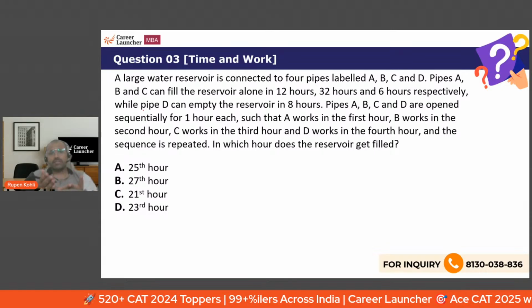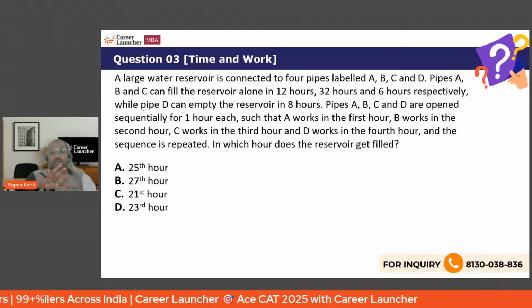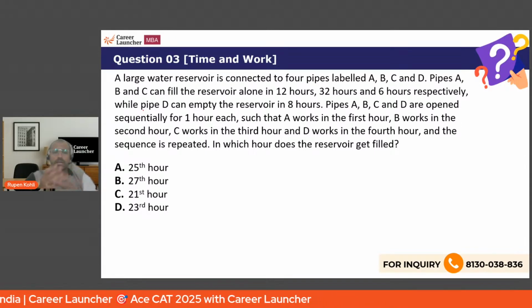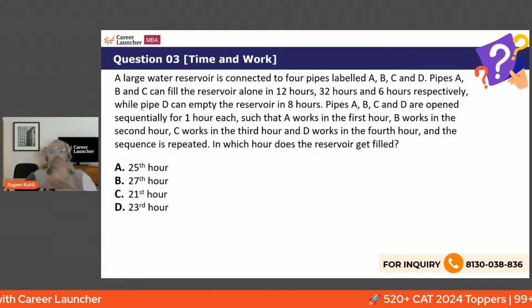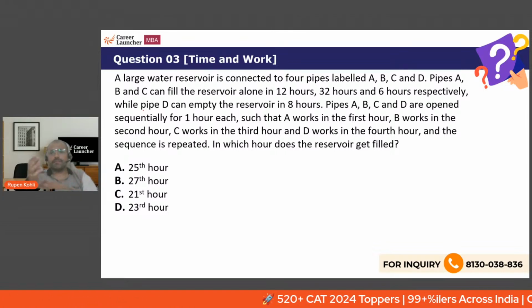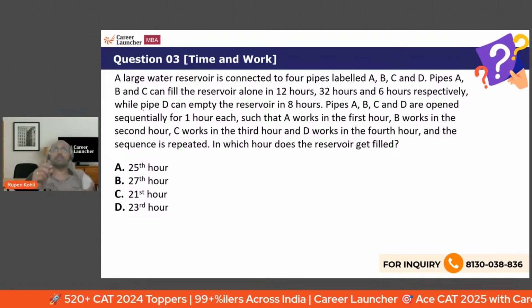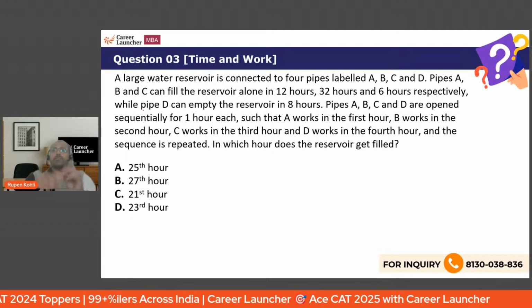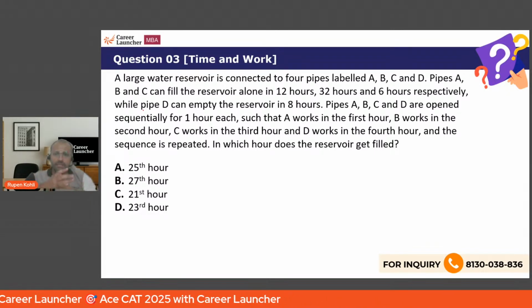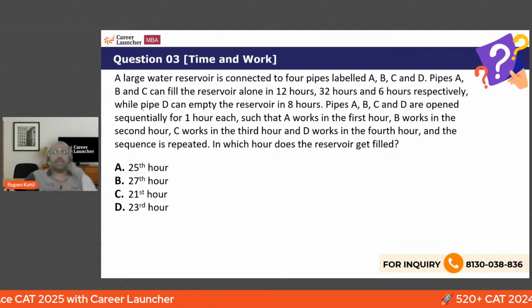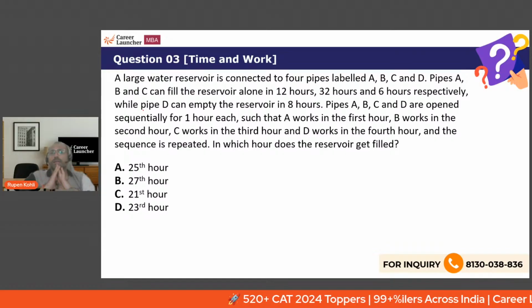Pipes A, B, C, D are opened sequentially for 1 hour each, such that A works in the first hour, B in the second, C in the third, and D in the fourth hour, and the sequence is repeated. A, B, C, D, A, B, C, D: first, second, third, fourth hour, fifth, sixth, seventh, eighth. So pipe A will work for the first hour, fifth hour, ninth hour, 13th hour. Pipe B will work for the second hour, sixth hour, 10th hour, 14th hour. So they have that repeating sequence. In which hour does the reservoir get filled?